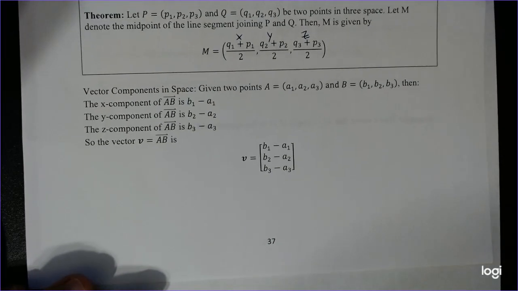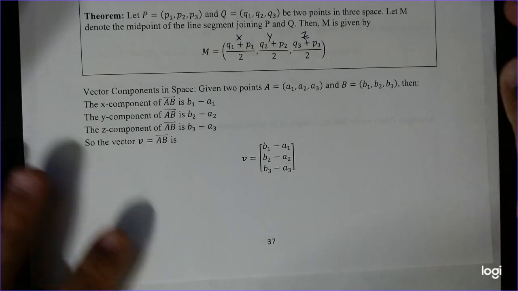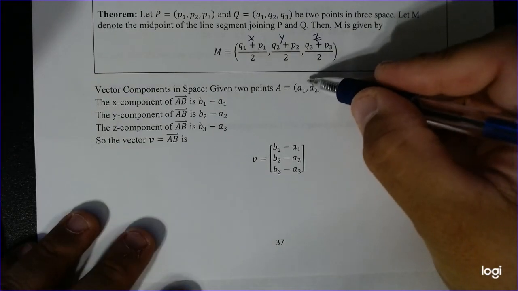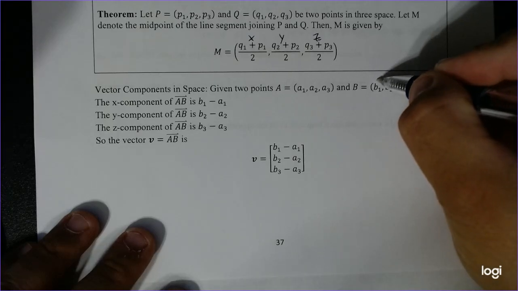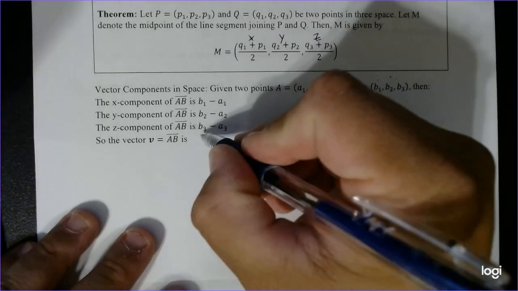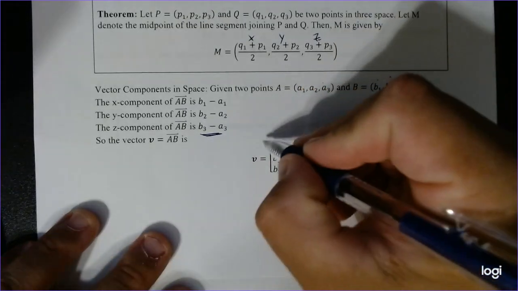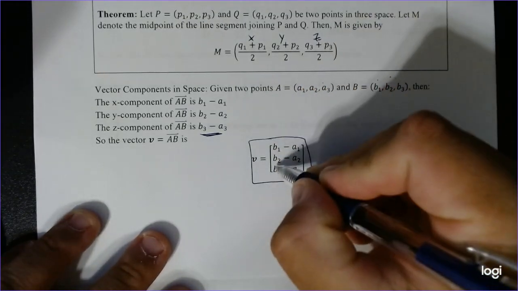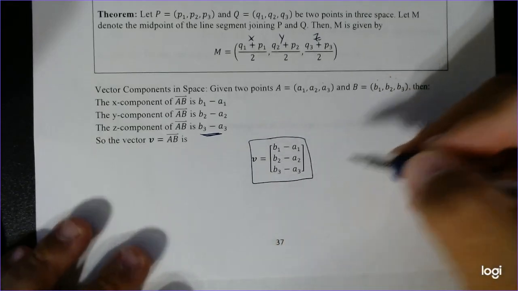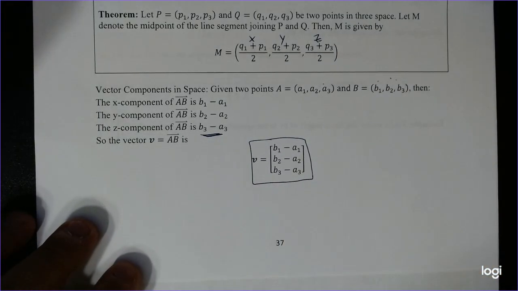Same thing when it comes to components of vectors. In two dimensions, they're just end minus start. The same process comes in here: b1 minus a1, and so forth, and then b3 minus a3 is the last component. And in vector format, it's the exact same process. This is just the vector in two dimensions, but now we have it in three dimensions.